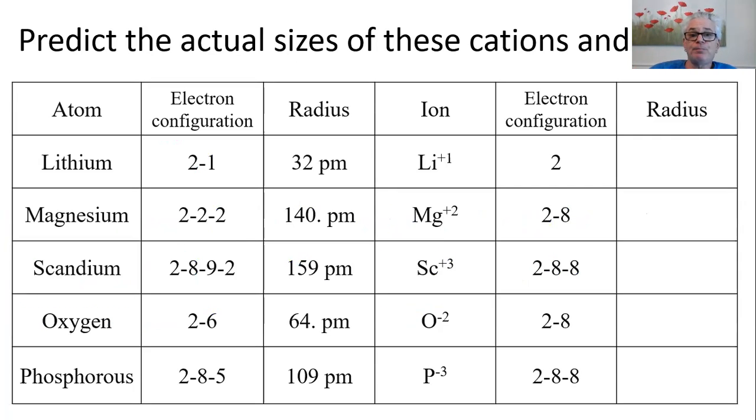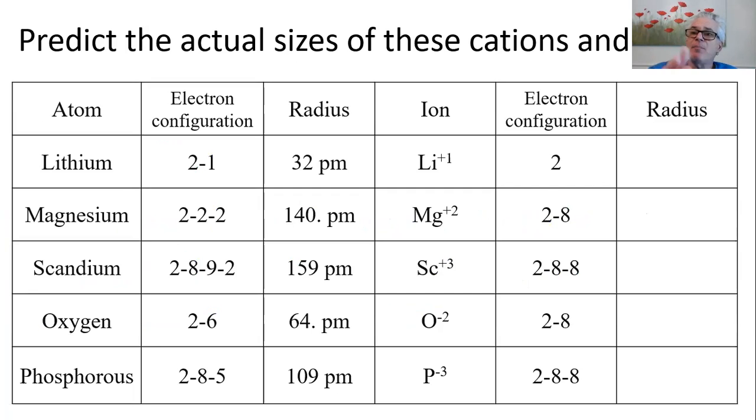Now, how about predicting the actual sizes? Predicting, and teenagers hate predicting. They hate it, like, oh, I don't know. Of course you don't know. There's no right answers. You gotta get approximately right answers. That's all right. Lithium has a 2-1 electron configuration. It happens to have a radius of 32 picometers. It's on Table S. I looked it up.